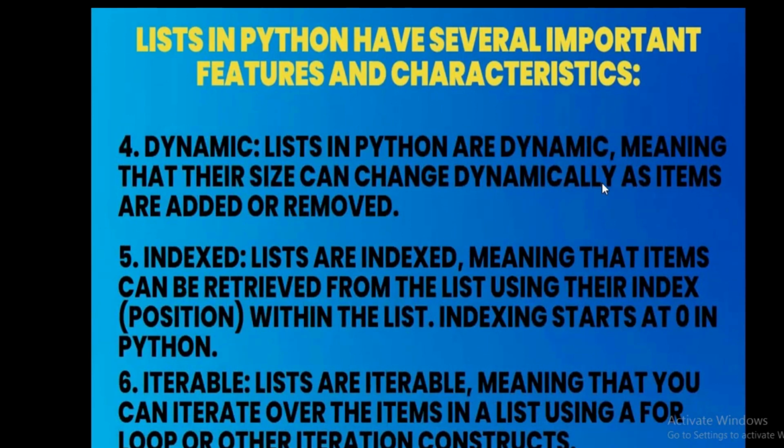That means you can either add a few elements in your list or even you can reduce the size of your list. Now indexed. So lists are indexed. That means the first element will always have the index 0 and the elements can be retrieved from the list using these indexes. Index is the position and indexing will start from 0 only. Iterable, the lists are iterable. That means you can iterate over the items in a list. You can use either a for loop or any other loop.